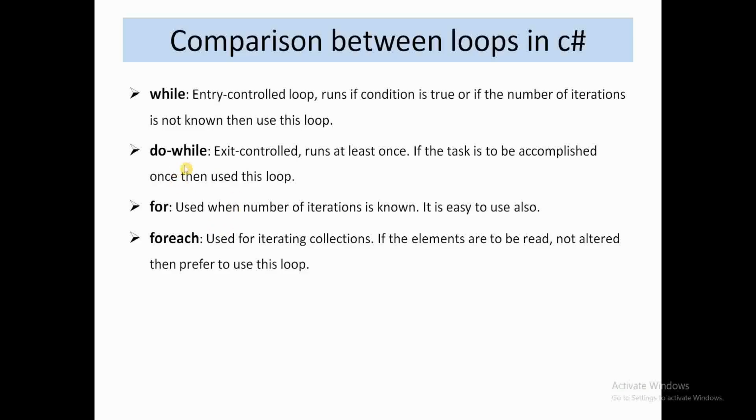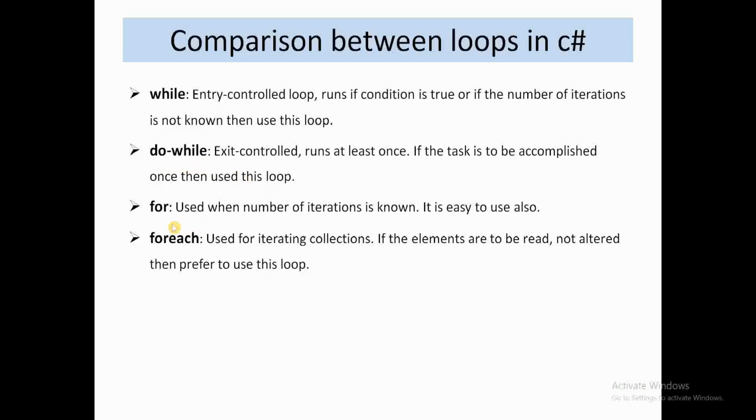Next we have the do while loop. It is exit controlled and runs at least once. If the task is to be accomplished once, then use this loop. If we want to check the condition after one iteration, then we can go with the do while loop, as it will not check the condition the first time, meaning the code block will definitely run at least one time.